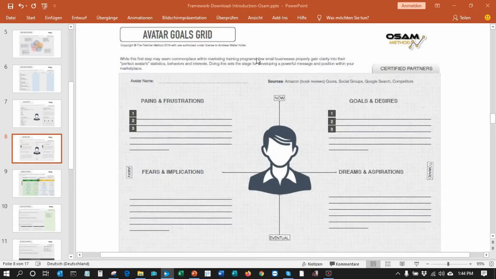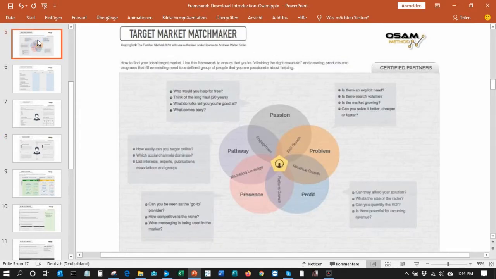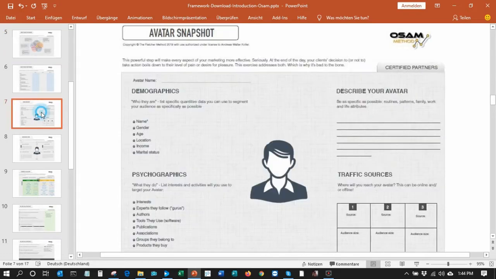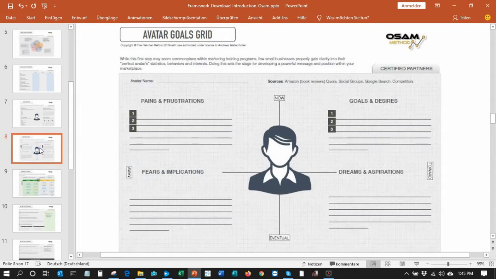As I said before, there is a given process we follow, and everything builds on each other. We did in the first session the target market matchmaker to identify the right market, the right niche for your business. We did in the last session the Avatar snapshot. That is all about selecting the first target customer group we like to focus on. And as I said, today we move on to the Avatar Goals Grid. Perfect. Let's dive in directly.